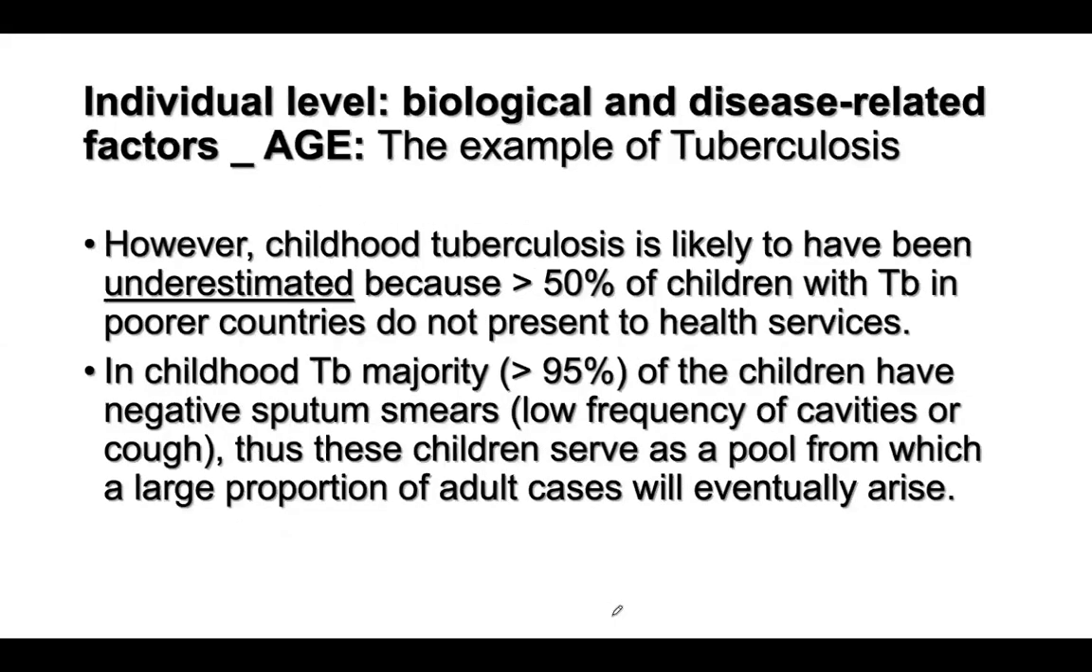However, TB in children is likely to have been underestimated because more than 50% of TB in poorer countries does not present to health services. So again, you remember if we're talking about these factors, there are policy and health access. You might say, oh, we're only seeing people with TB who are older, but maybe children who are under that age have TB in poorer countries and it is just dismissed as a childhood cough, and they don't get presented to health facilities. They don't get services, and this is also another component that needs to be looked at, right? So this can go back and forth, with many different factors.